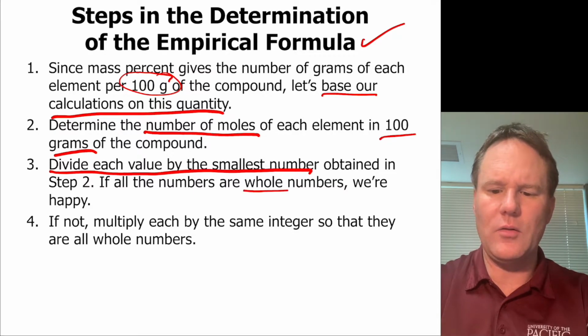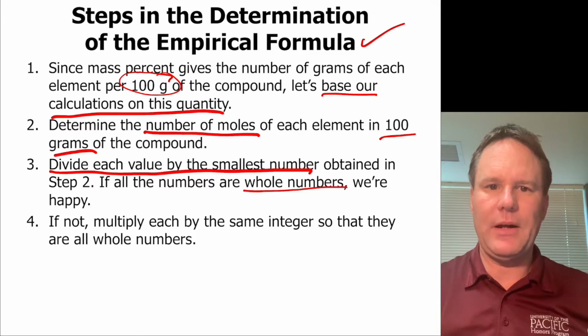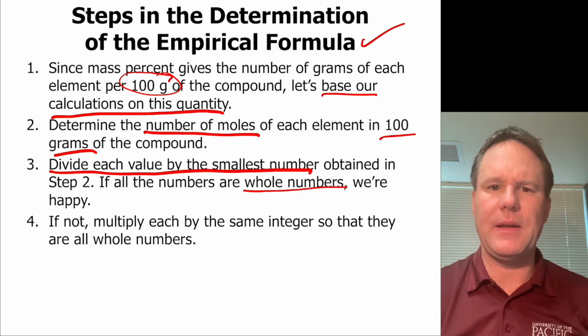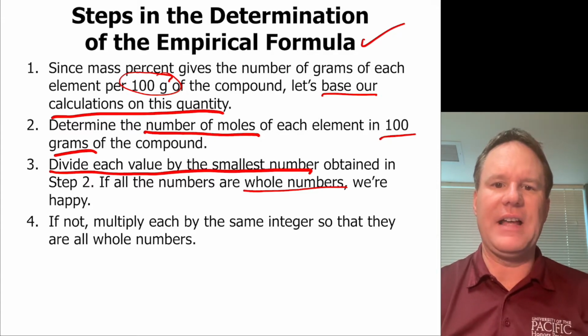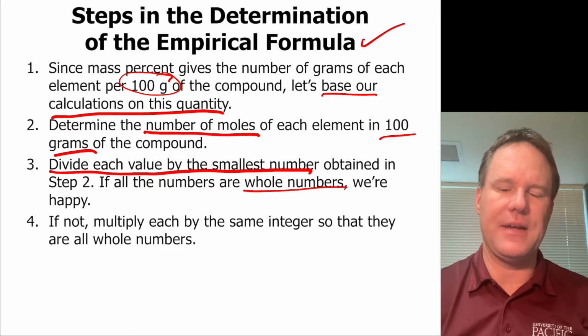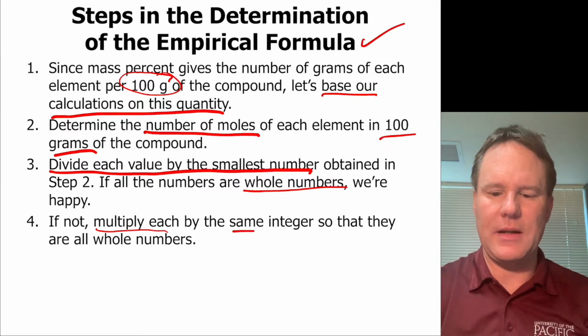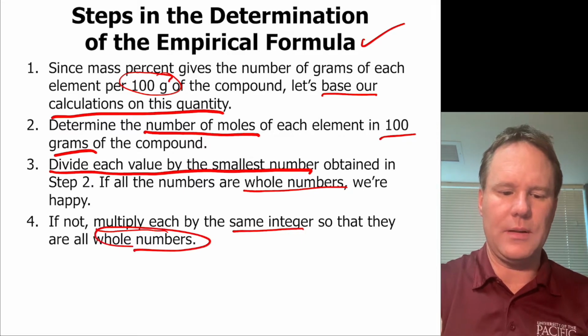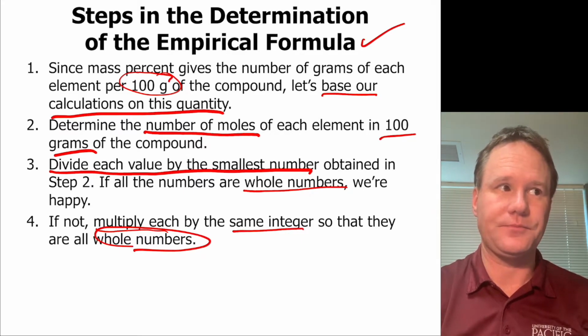Now, if these are all whole numbers, then we're good. But what if it's not? What if, for example, it was something like C2H5? Okay, C2H5 would be pretty bad, right? Because then you have 2.5 times as many hydrogens. So then you multiply each of these by the same integer so that they're all whole numbers. And we'll see how this goes.